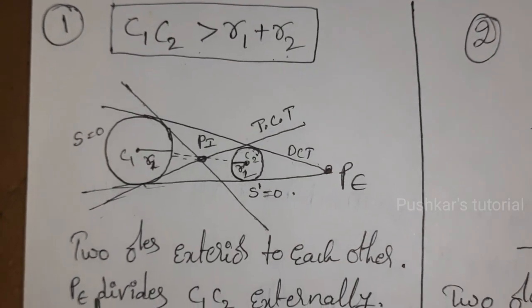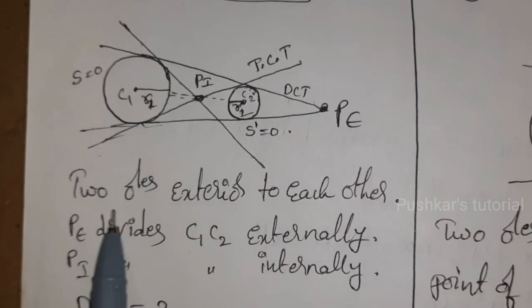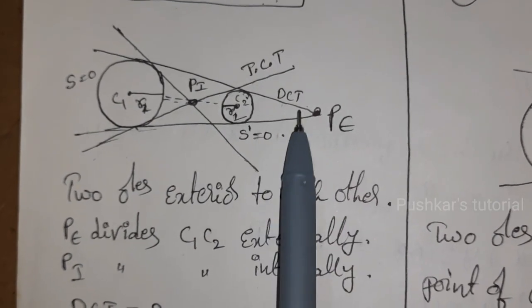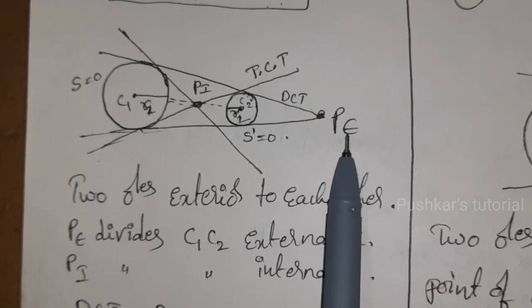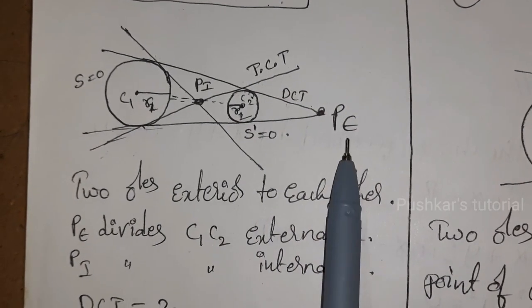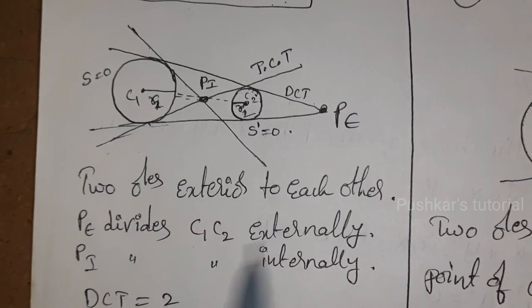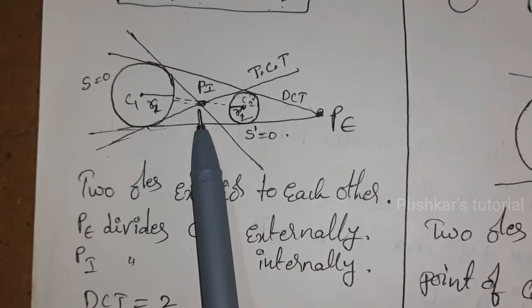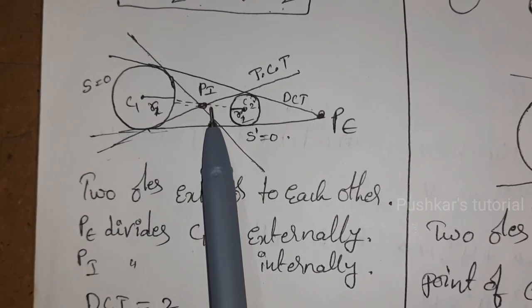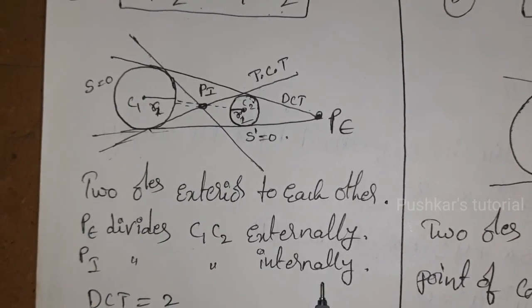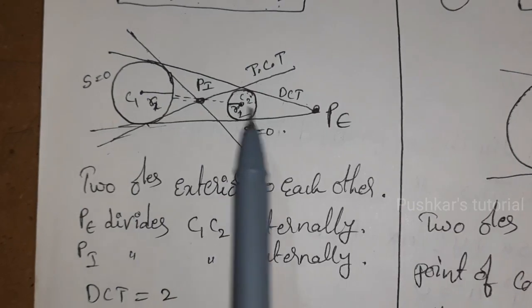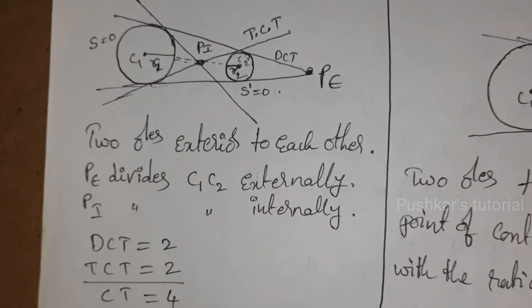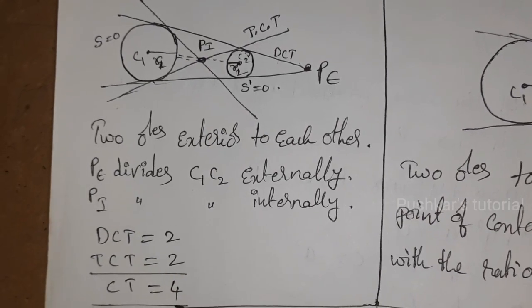Next, what is the position of these two circles? They are exterior to each other. These two tangents touch at PE, which divides C1C2 externally. These other two tangents touch at PI, which divides C1C2 internally. So here DCTs are 2, TCTs are 2, and overall common tangents are 4.